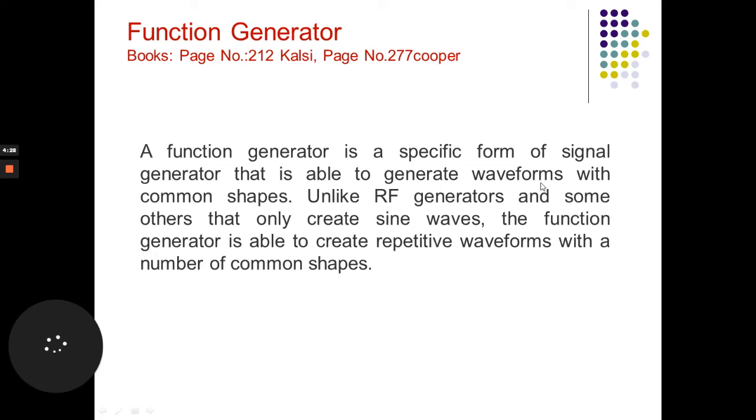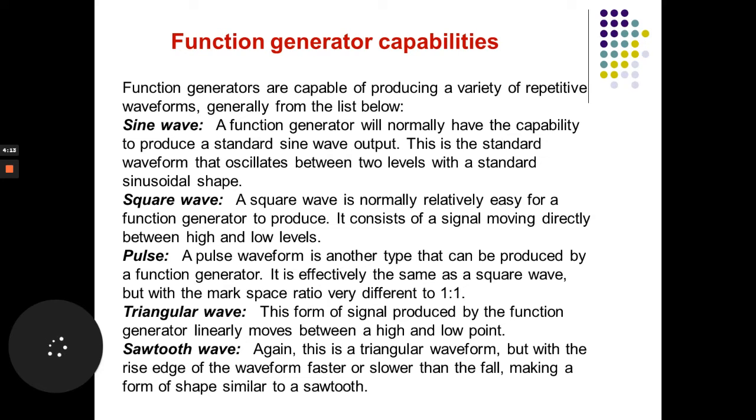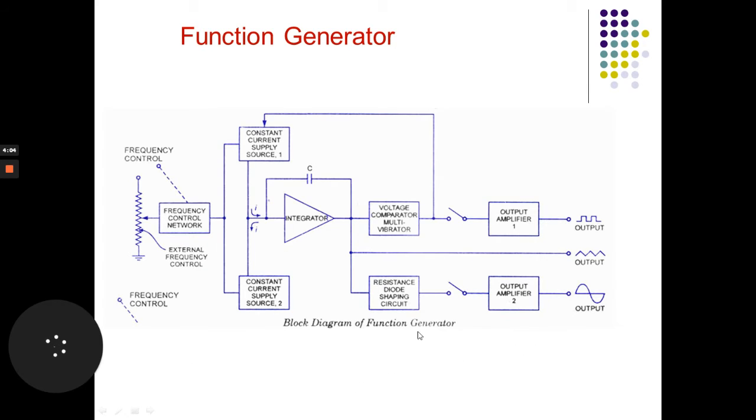So you can change the voltage, you can change the frequency, and the function generator will give you different waveforms according to your change in the voltage and frequency. That means the shape of the waveform is getting changed. The different waveforms that will get generated, as I discussed, are sine wave, square wave, pulse, triangular wave and sawtooth wave. So this is the block diagram of the function generator.